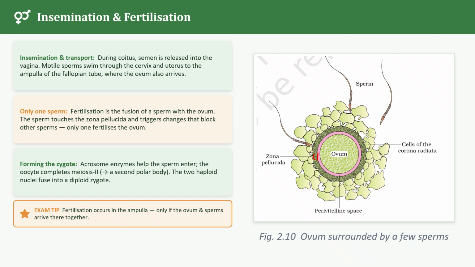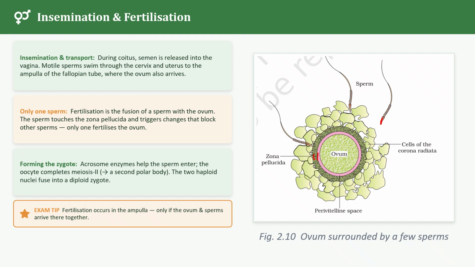So the acrosome of the sperm. This is the acrosome of the sperm. The acrosome releases enzymes that help it to penetrate the egg. After the sperm enters, the secondary oocyte completes meiosis 2. Then what happens? It produces the mature ovum and a second polar body.